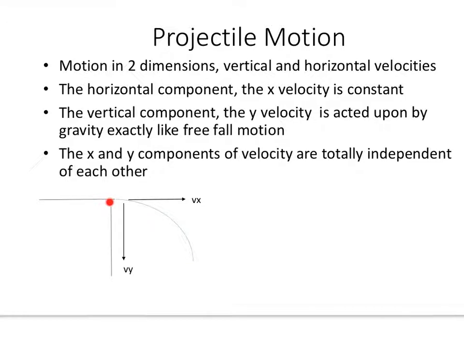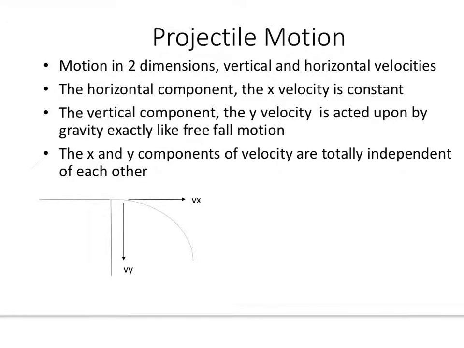So the velocity of the ball has an x component, which is the horizontal, and a y component, which is the vertical. Now, two important things about this is that the x component here is constant. And, of course, we are neglecting air friction there. The y component here is acted on by gravity, and it acts exactly like the free fall motion that we studied in the previous chapter.